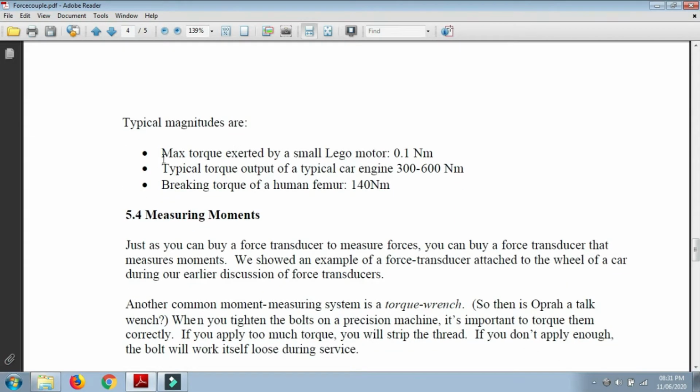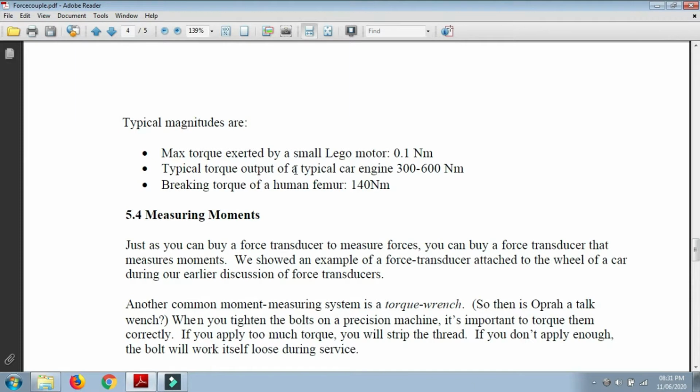Typical magnitudes: the max torque exerted by a small Lego motor. For example, if you build Lego blocks or Lego structures, Lego components, just to guide you, its magnitude will be equal to 0.1 Newton meter. Typical torque outputs of a car engine.